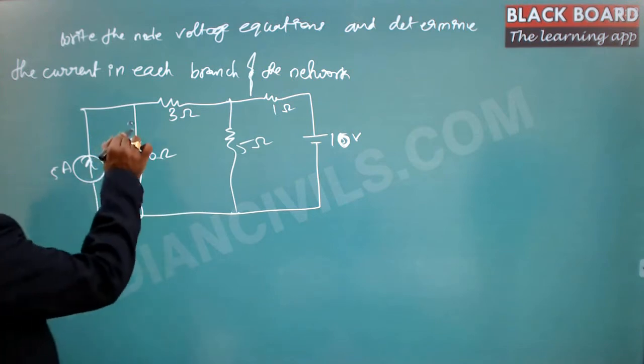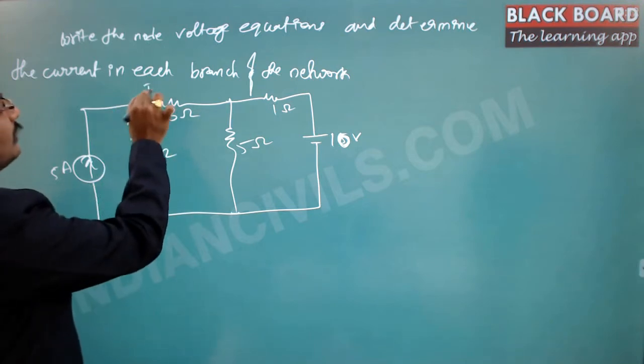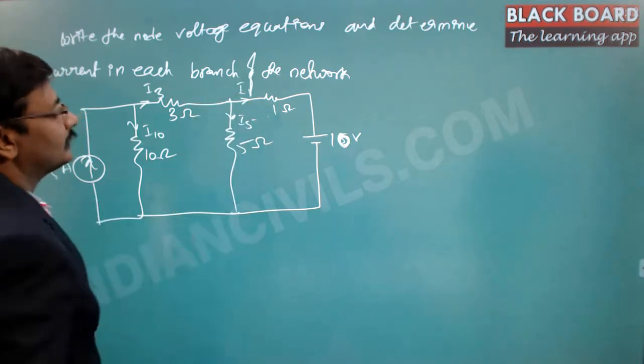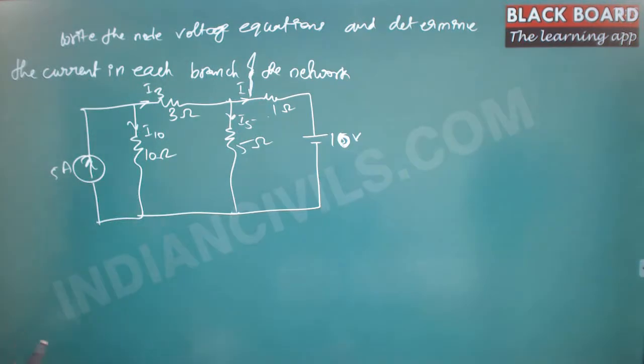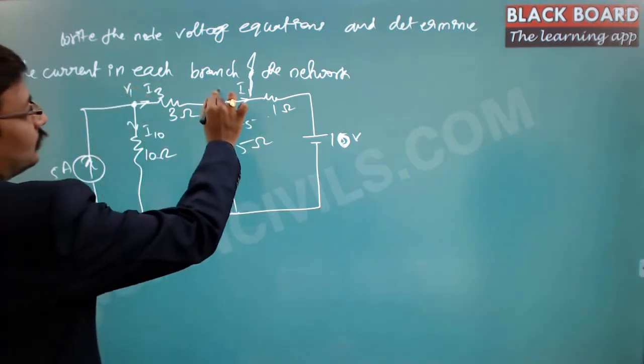So you can name these currents as I10, the current in the 10 ohm resistance, this is I3, this is I5 and this is I1. Like that you can name it so that there is no confusion. So let me write the nodal equations. This is node 1, and we can cross check that. This is V1 and this is V2.